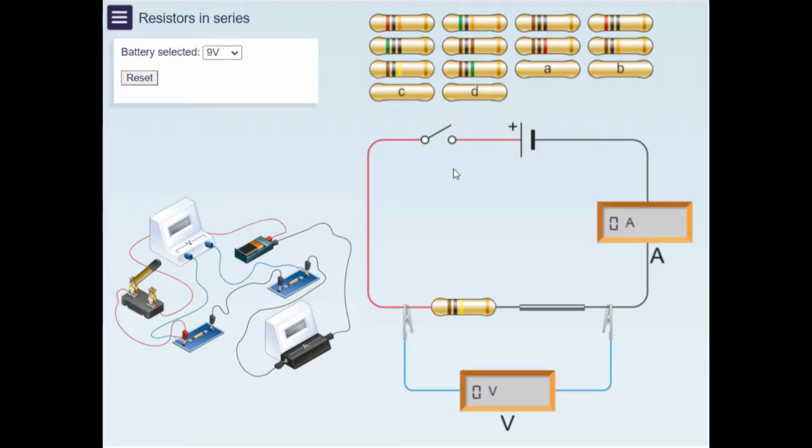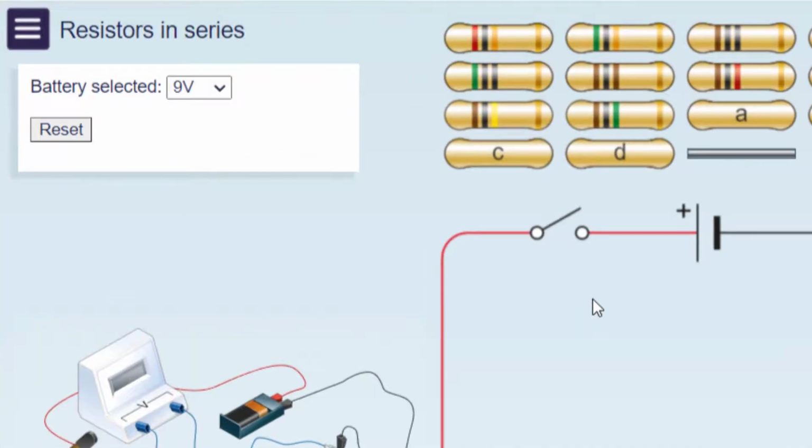To explore how 2 resistors in series alter the properties of a circuit, insert a resistor into each slot and switch on the circuit. You have the option of using 2 resistors of the same rating or using resistors with different ratings. To return to the application homepage, click on the blue icon at the top left corner of your screen.